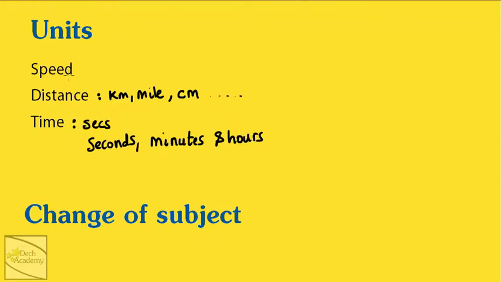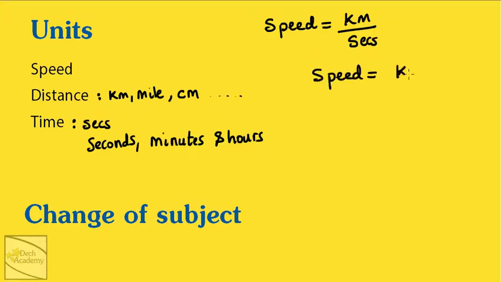Now, the unit of speed depends on what unit you use for your distance and your time. So I'll show you what I mean. You know that the speed of an object is equal to the distance it travels divided by time. So if your distance is in kilometers and your time is in seconds, then the unit of your speed is kilometers per second. If the distance is given in kilometers and your time is given in hours, then your speed is in kilometers per hour.